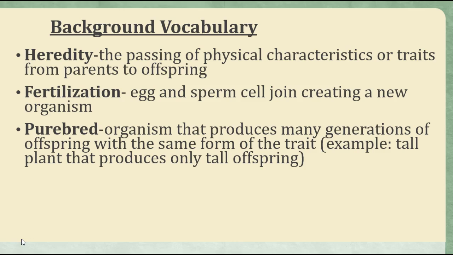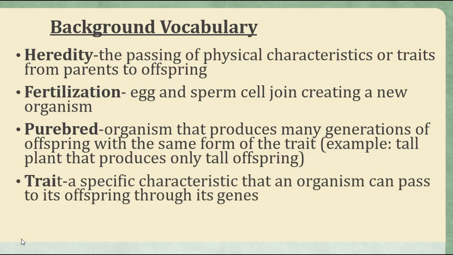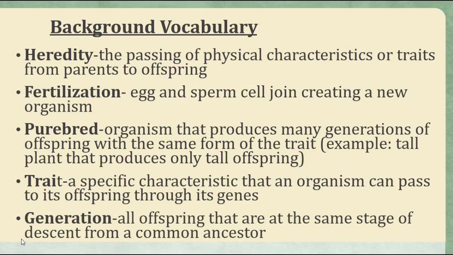A purebred organism is one that produces many generations of offspring with the same form of the trait. For example, a tall plant that only produces tall offspring, or a short plant that only produces short offspring. A trait is a specific characteristic that an organism can pass to its offspring through its genes. And a generation is all offspring that are at the same stage of descent from a common ancestor.